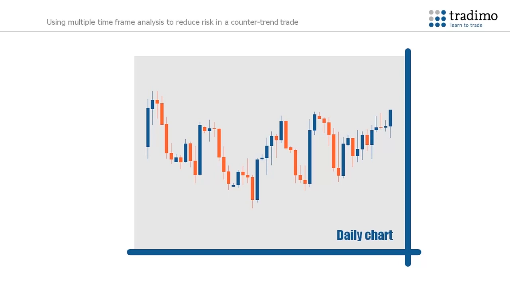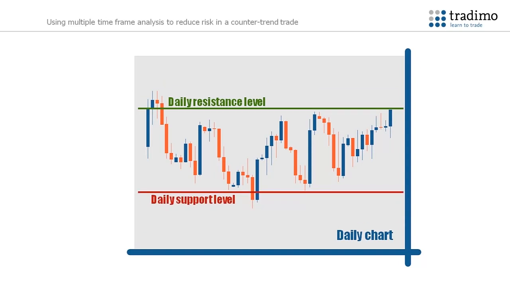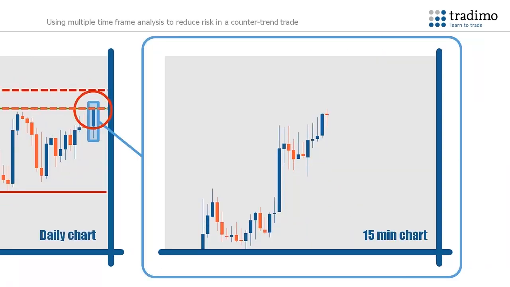In this example, price is trading in a range on the daily chart and we have identified a key resistance level. When price hits the resistance level, the market is likely to react once again. Trading directly off a daily chart using candle patterns would require a large stop loss because the candles are very large. However, when the daily resistance level is hit, we can look for low-risk trading opportunities on the smaller timeframes, like the 15-minute chart because the 15-minute candles are much smaller.